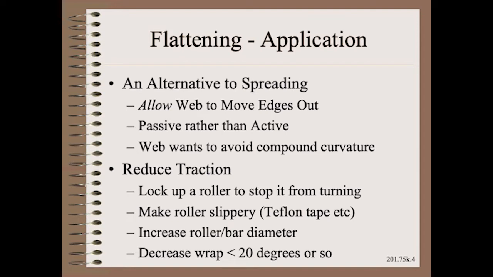As my Web 101 students know, there are many ways of reducing web-to-roller traction. Making a roller slipperier may be one way, such as carefully wrapping it in Teflon tape as a trial. However, the most common implementation is simply to reduce the wrap angle down to very low values.